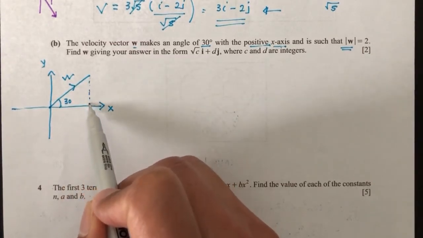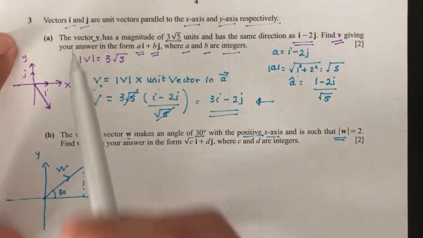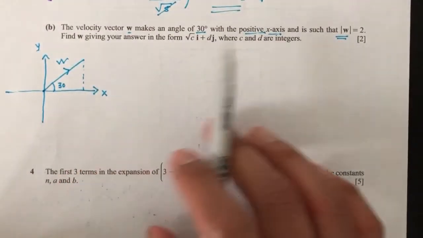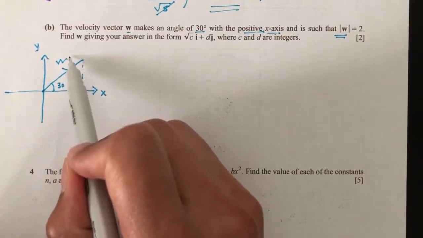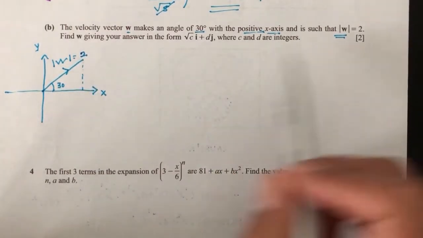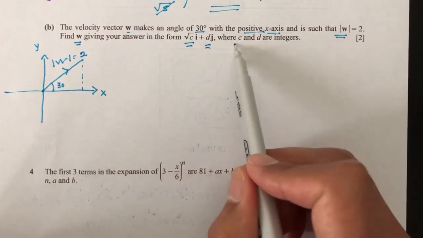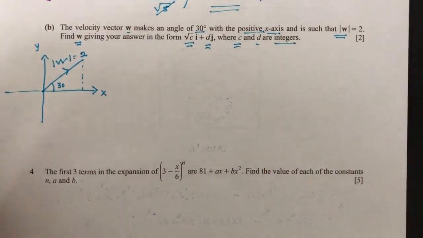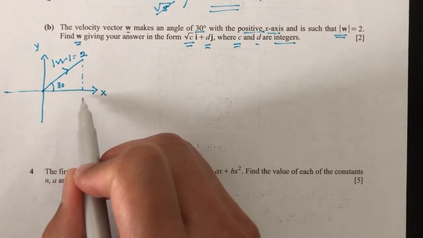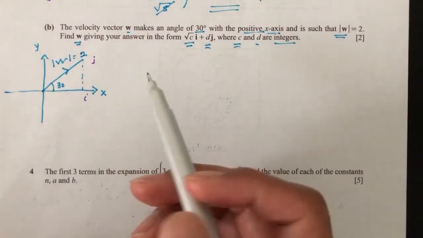So it has a height and a base. As we know from the first part, i is in this direction, 1, and j is up. Now it says the magnitude of w, the length of w, is equal to 2. Find w, giving your answer in terms of this and this, where c and d are integers. So basically we have to find this length, which is in the direction of i, and this length, which is in terms of j. That's what it means.